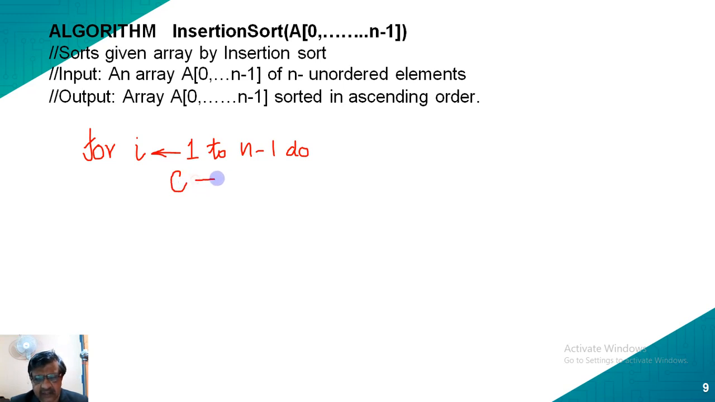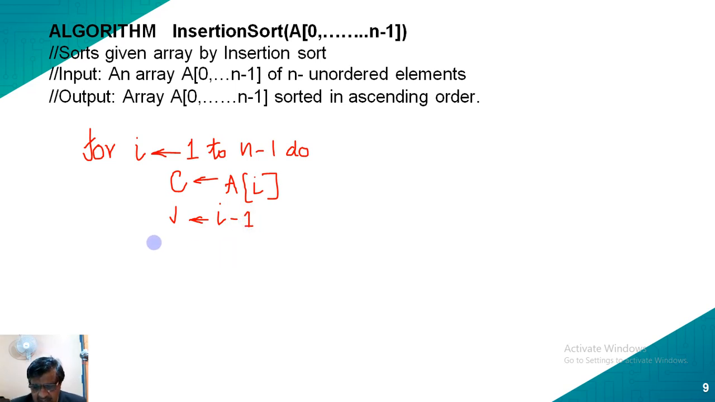Every time, C contains A of i. It is A of i which is to be plucked, which is to be lifted, and which is to be inserted. And j will go to position i minus 1 in every beginning of the algorithm iteration.